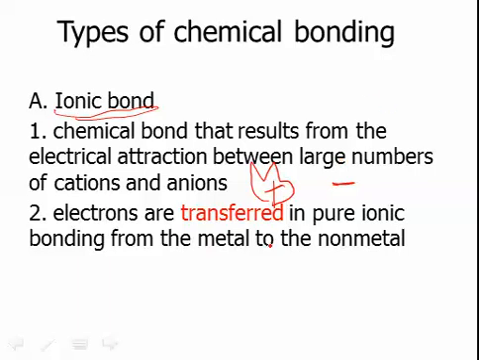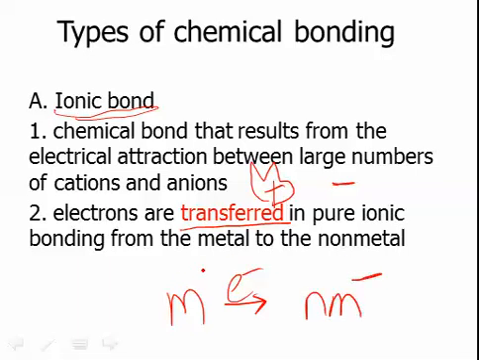And in an ionic bond, the electrons are transferred. That's the key thing to remember. Ionic bonds form from a transfer of electrons. You have electrons going from a metal to a nonmetal. The nonmetal becomes negative. The metal becomes positive.